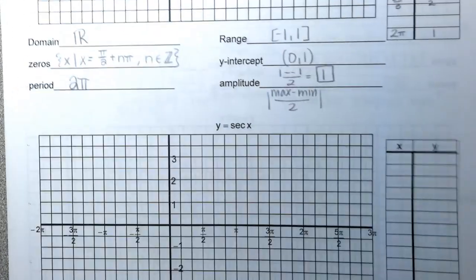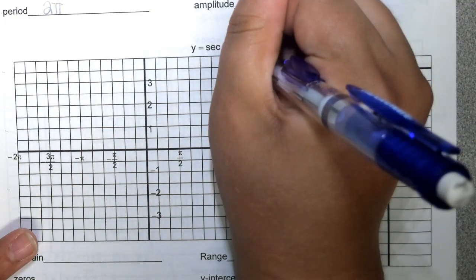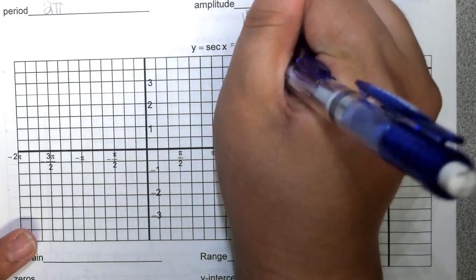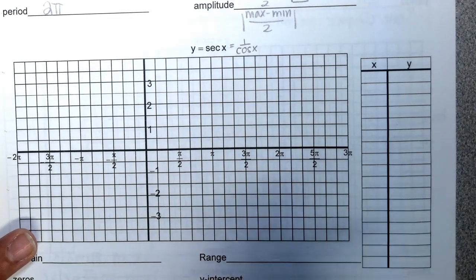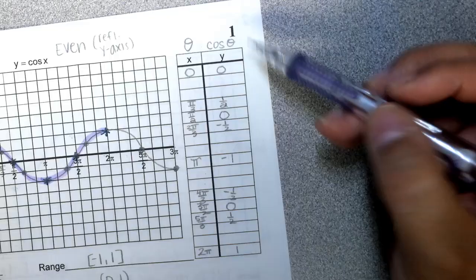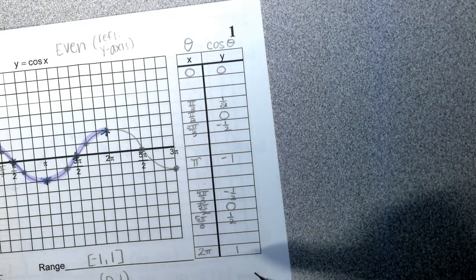Okay, so today we're going to be talking about the reciprocals of sine and cosine. What is secant the reciprocal of? Cosine. Secant is 1 over cosine x. So, to figure this out, what I am going to do is take all of these values and do what? Flip them.